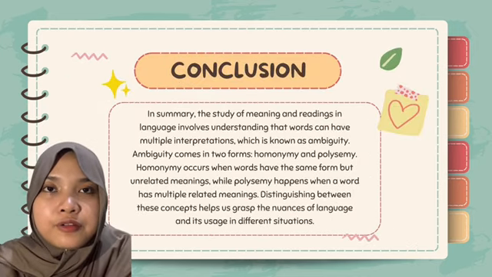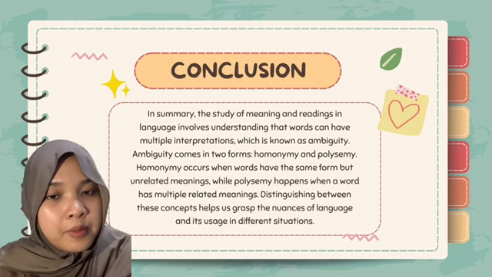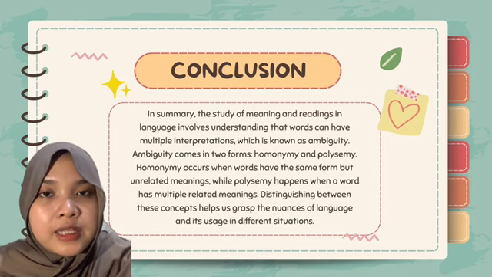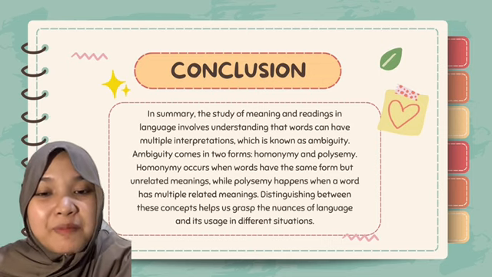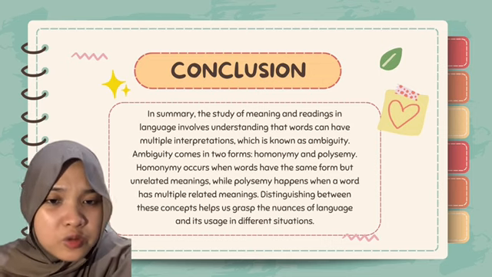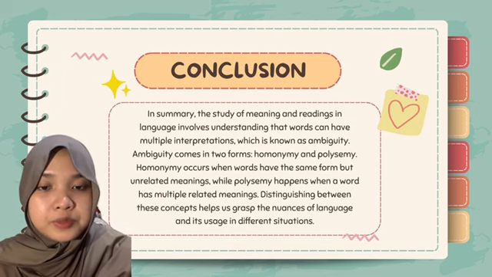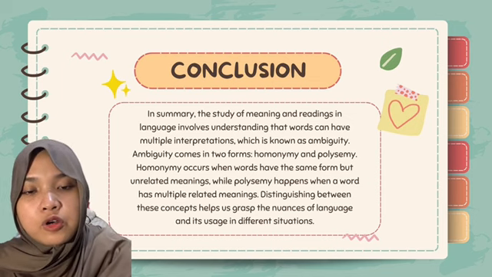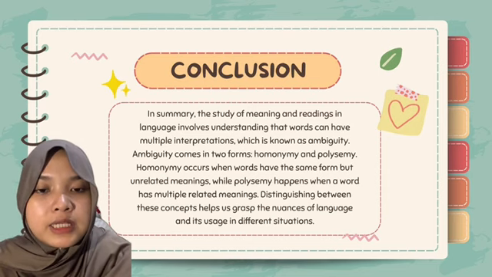And last but not least, we are going to the conclusion. So in summary, the study of meaning and readings in language involves understanding that words can have multiple interpretations, which is known as ambiguity. Ambiguity comes in two forms, homonymy and polysemy. Homonymy occurs when words have the same form but unrelated meanings, while polysemy happens when a word has multiple related meanings.